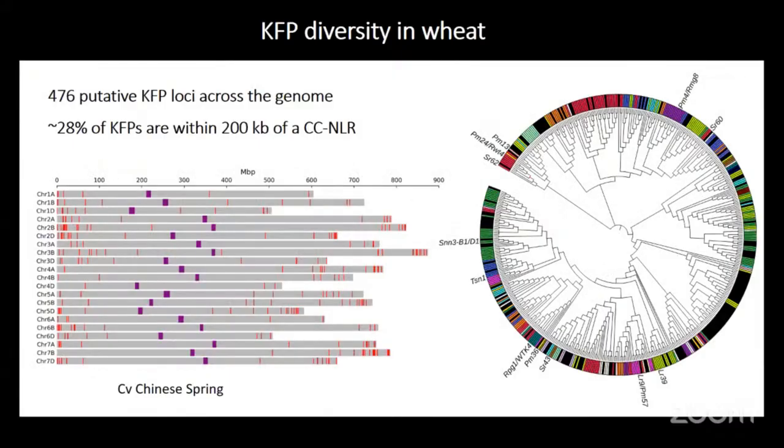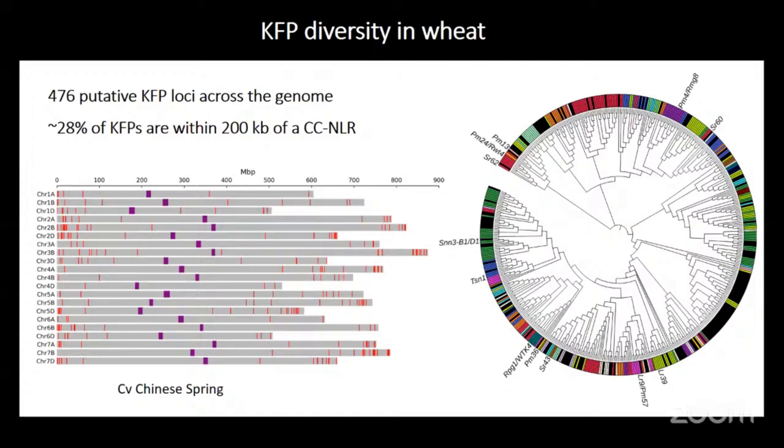And within the wheat genome, we've annotated all of these now in Chinese Spring, and they are scattered throughout the genome, mostly found in the telomeres, where the gene-rich regions are. And many of them occur quite close to an NLR. So it gives us a possible hint at which NLR these kinases might be working with. And this is something we can now, of course, empirically test.